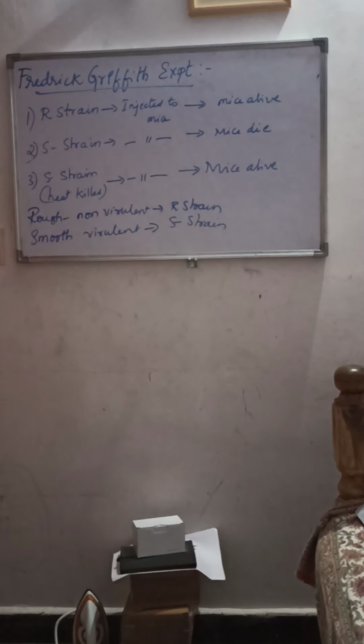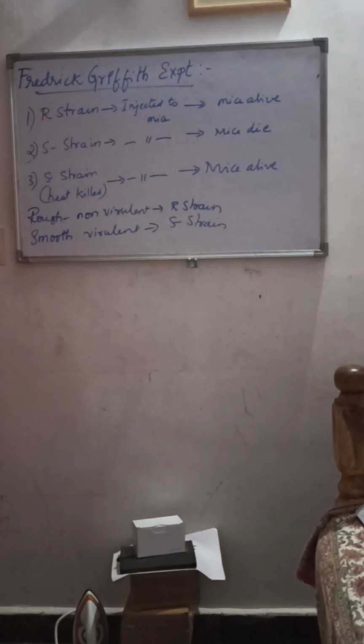When that will become non-virulent. So that bacteria will become what? Non-virulent. So they will be alive. That S strain, the heat killed S strain which has been injected to mice, the mice will be alive. Next, what did he do?